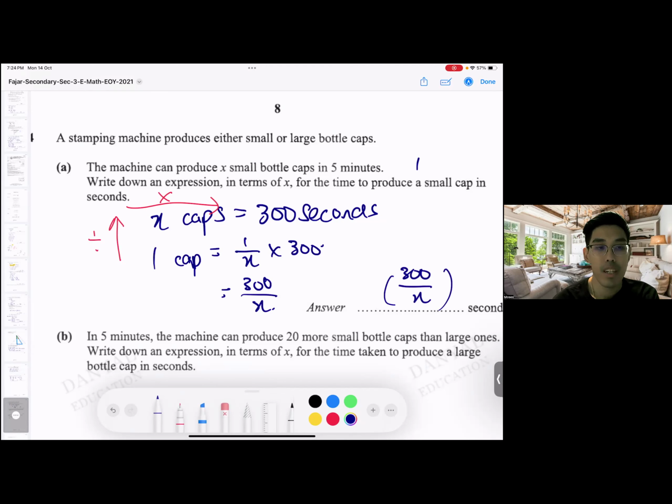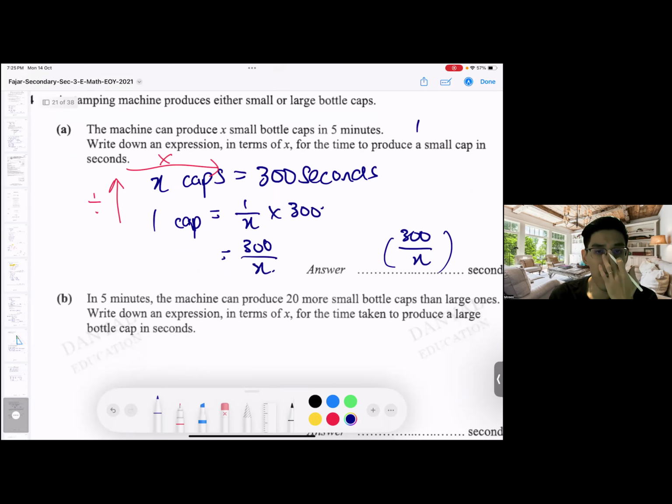Okay? Okay. That is for the small caps. In 5 minutes, the machine can produce 20 more small bottle caps than large ones. Write down an expression in terms of X for the time taken to produce the large bottle cap in seconds.